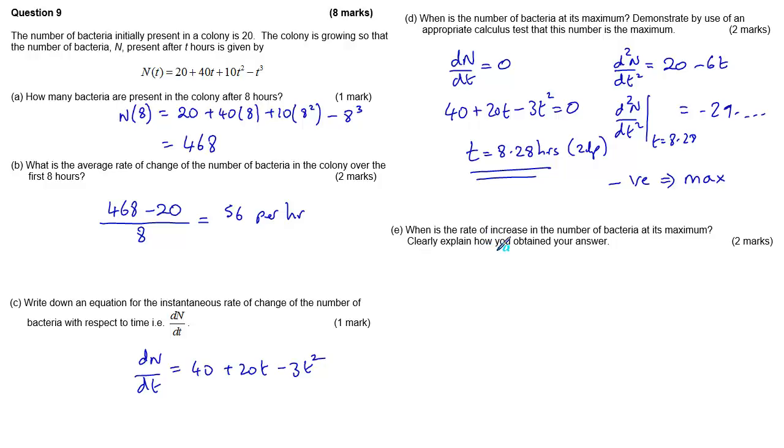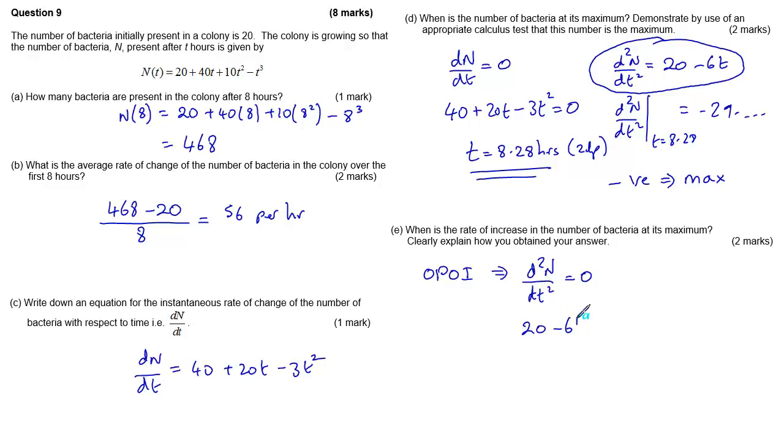When is the rate of increase in the number of bacteria at its maximum? So that's going to be when d2n/dt squared is 0, because what we're after is an oblique point of inflection, which means d2n/dt squared is equal to 0. So 20 minus 6t equals 0. So that's going to give us t is 20 over 6, which is 10 over 3 hours.